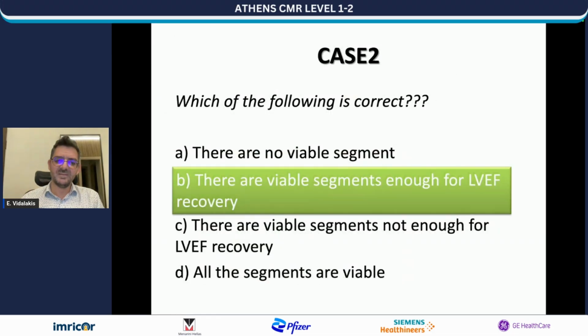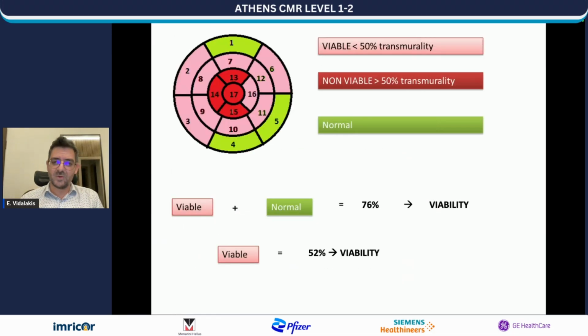So this patient has a lot of viable myocardium, and if we check the viability bullseye, we can say that the viable and normal myocardium, the pink segments and the green segments, are more than 76%. So we can say that if this patient goes to revascularization, we expect the left ventricular ejection fraction to improve.